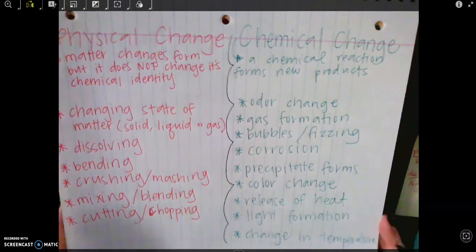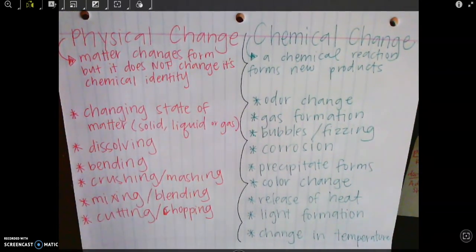So as we head out into practice with physical and chemical change, I want you to really use this as a guide to assist you in identifying, is this a physical change where it's changing shape, but it's staying the same chemical identity? Or is this a chemical reaction where something brand new is being created? If you need to pause the video to write any of this down, please do so.